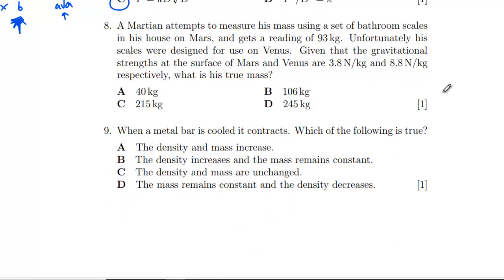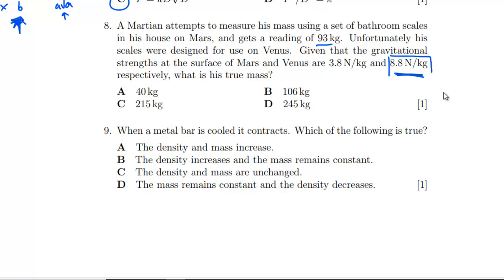Question 8. A Martian attempts to measure his mass using a set of bathroom scales in his house on Mars, gets a reading of 93 kilograms. Unfortunately, his scales were designed for use on Venus. Given the gravitational strengths on the 2 planets, what is his true mass? So if he's on Mars using Venus scales, it is expecting a force divided by the gravitational strength on Venus. That's what it's expecting.